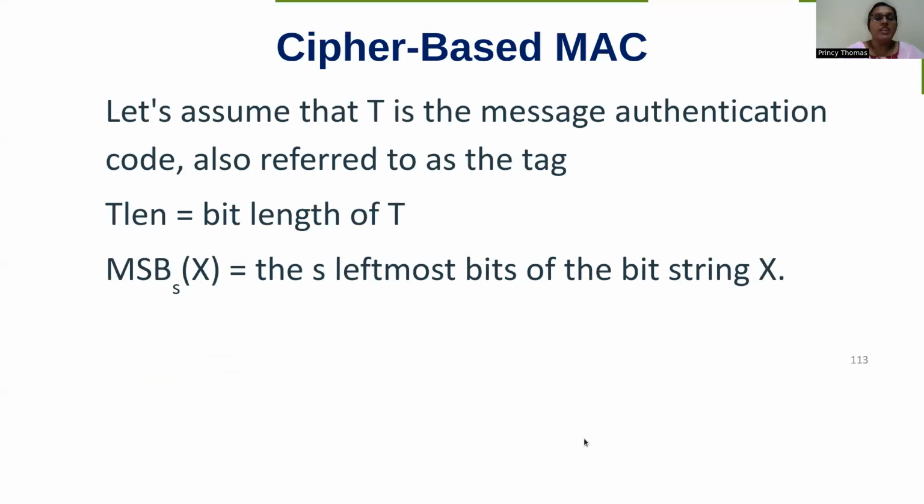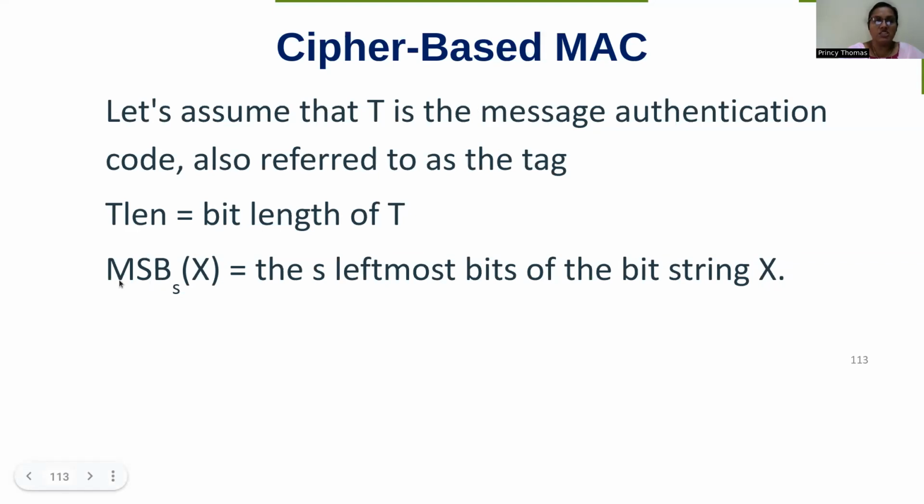Now let's assume that T is the message authentication code, the MAC, also referred to as a tag. That is why it is given as T. The length of this particular tag is Tlen, the number of bits of T. And MSB_S(X) is the most significant S bits of a string X.